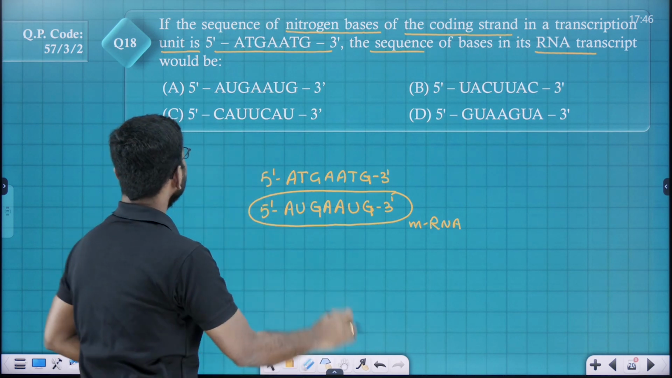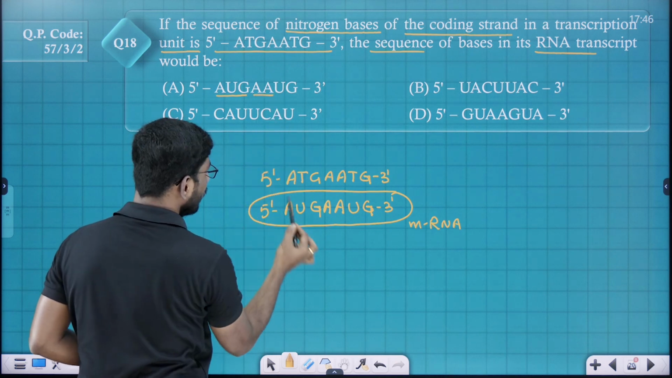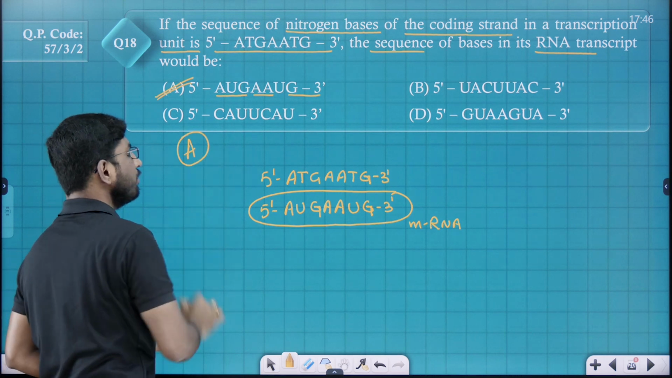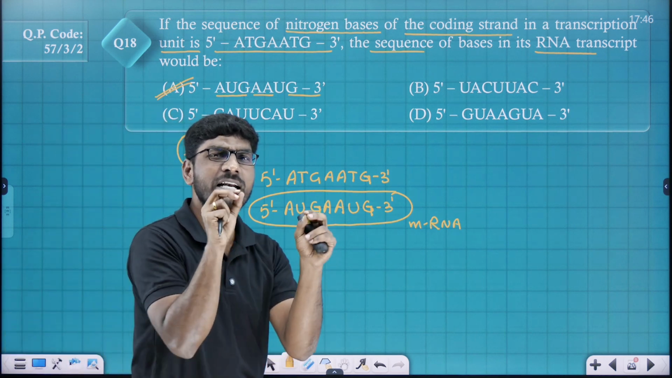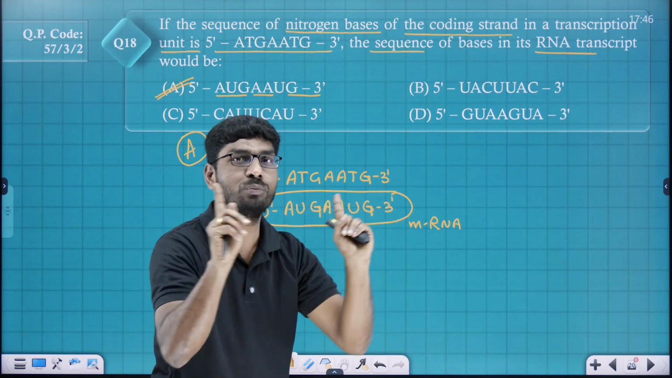5 dash to 3 dash. 5 dash to AUG, AUG, and 3 prime. Answer is option A. How simple, very easy. Coding strand and mRNA are the same except T and U.